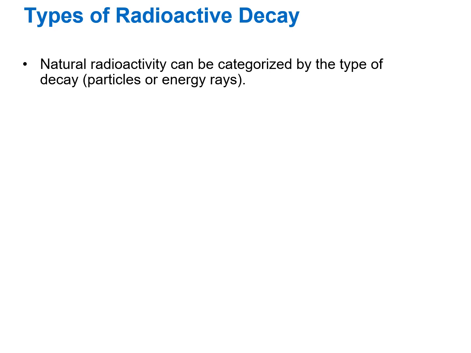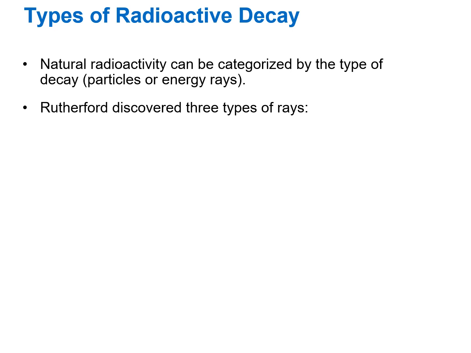Now, radioactive decay can take a number of forms, and it's going to be categorized based upon the type of decay that it is, whether it's a particle-based decay or whether it's an energy ray. Now, Rutherford was the one who discovered the 3 types of radioactive decay associated with rays. And you might remember Rutherford as the fellow who blew a hole in J.J. Thomson's plum pudding model of the atom.